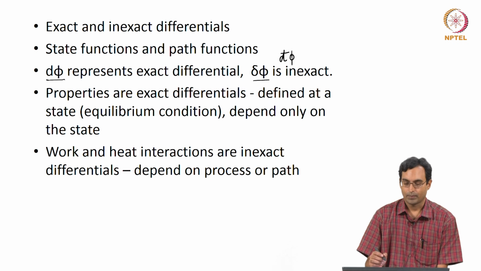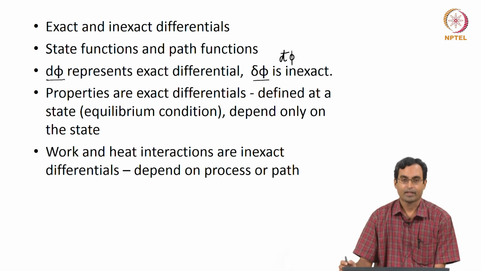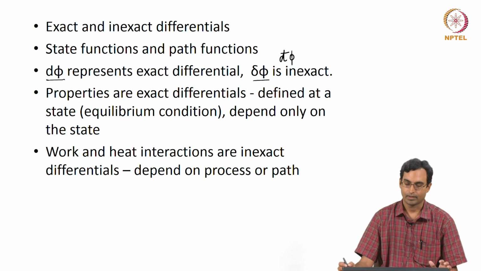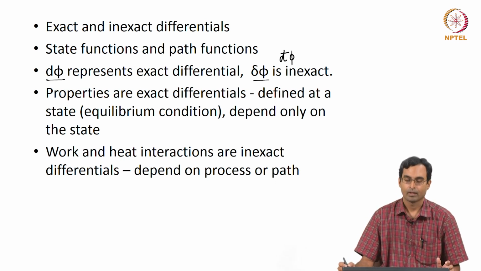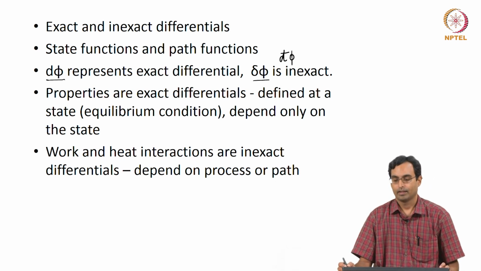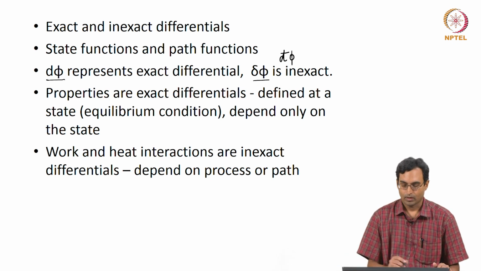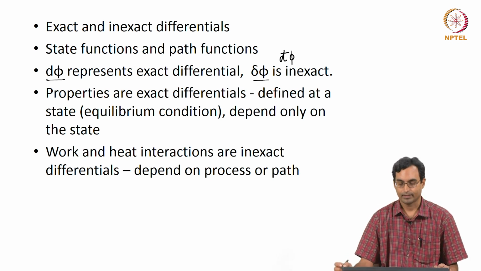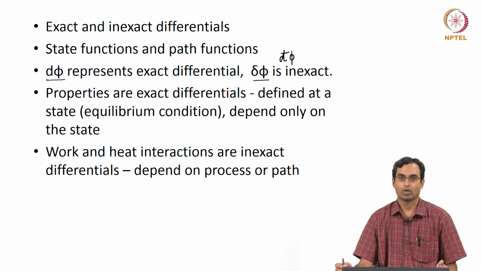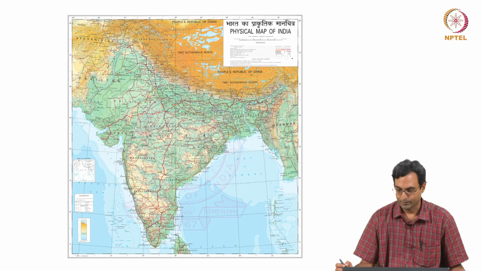What we will see is that properties are exact differentials and they are only defined at a state. Of course, a state requires that the system is in equilibrium, and once you have a system in equilibrium, the properties only depend on that particular state. In contrast, work and heat interactions are inexact and they depend on the process or the path. It sounds a little abstract at the moment, but we can look at it with the help of something like a map.